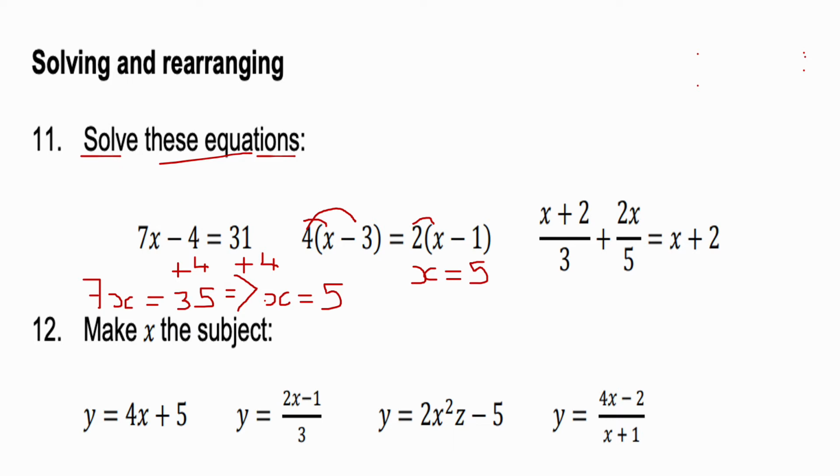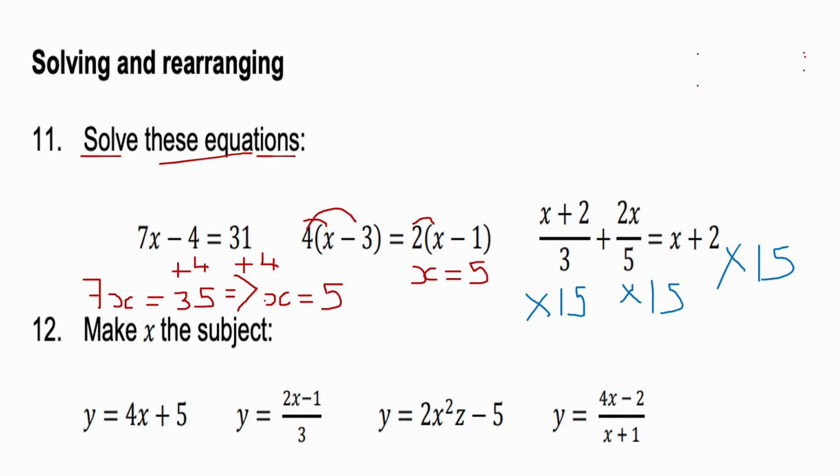Now, if it was me, the first thing that I would do is multiply everything by the lowest common multiple of these fractions. So the lowest common multiple of 3 and 5 is 15, and I got 15 by doing 3 times 5. I'm going to multiply everything by 15. By doing that, it gets rid of any fractions on the left-hand side, and makes it essentially one of these equations, but with bigger numbers.